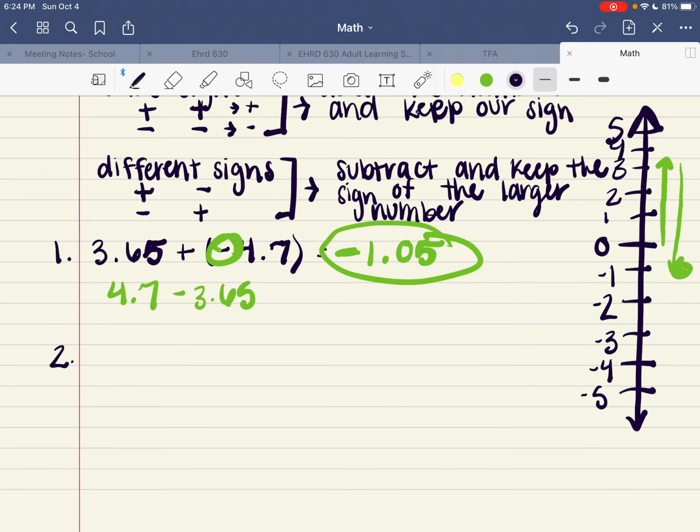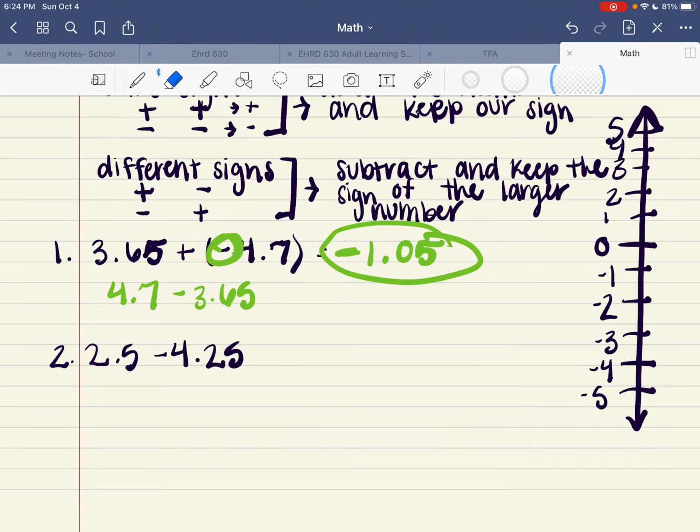The next one we're going to do is 2.5 minus 4.25. Now I'm going to quickly go to my number line again so I can get a good guesstimation. So I'm going to go up positive 2.5, and I'm going to go down, so that's 2.5 back. So I need to go another 3.5, and I'm guessing we're going to go to right about here. So I'm guessing it's going to be somewhere in between -1 and -2.